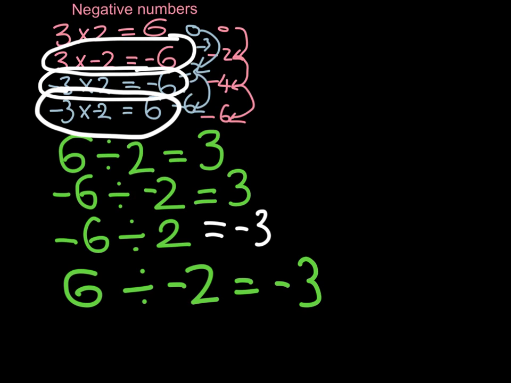If I've got 1 negative and 1 positive, it's giving me a negative answer, and this is for division, so a negative number divided by a positive is a negative answer. And then the final one, a positive divided by a negative, is giving us a negative. But this is specifically for division.